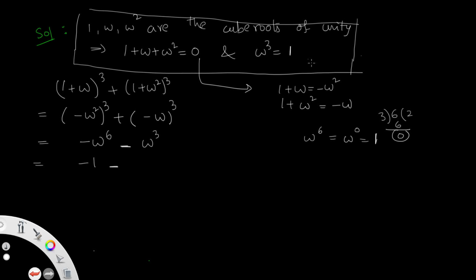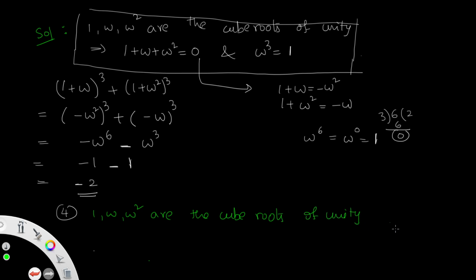Omega cube, we already know that the product of the cube roots of unity is 1, so that is minus 1. Altogether that is minus 2. Hence proved. The LHS value of the given question becomes minus 2. So when 1, omega, omega square are the cube roots of unity, then (1 plus omega) whole cube plus (1 plus omega square) whole cube becomes minus 2. This is the question. In a similar pattern, question number 4 is given. Same thing: 1, omega, omega square are the cube roots of unity.